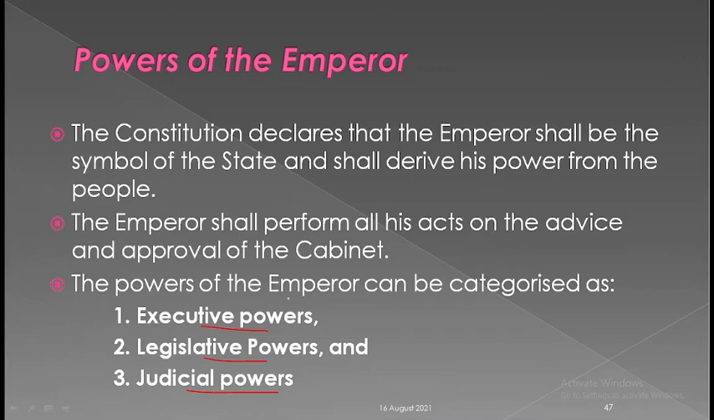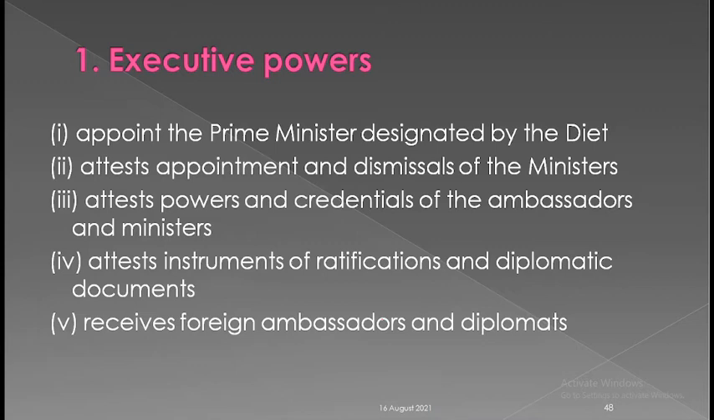He is the symbol of the state and derives all his power from the people, meaning whatever he does, he has to do in the name of the people, but in reality, he has to accept the advice of the cabinet. All his actions and activities shall be on the advice and approval of the cabinet. He has many executive, legislative, and judicial powers, but all these powers are as per the advice and approval of the cabinet only. Now let's begin with the executive powers of the emperor.